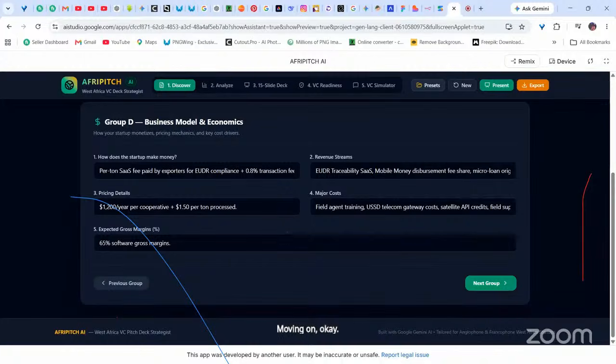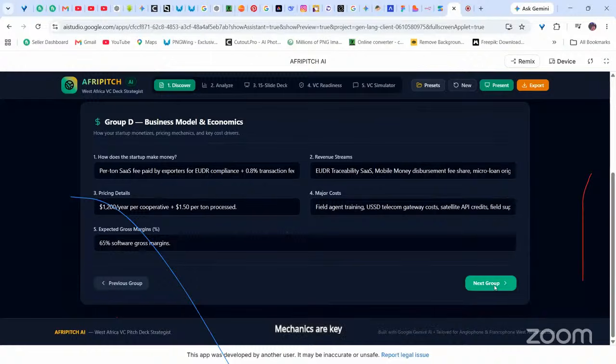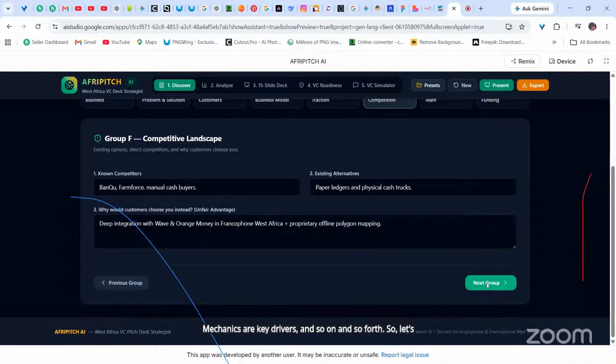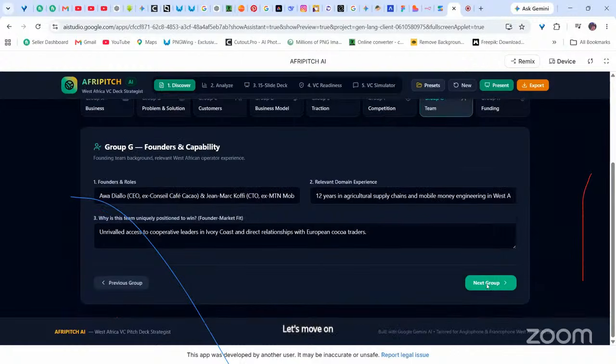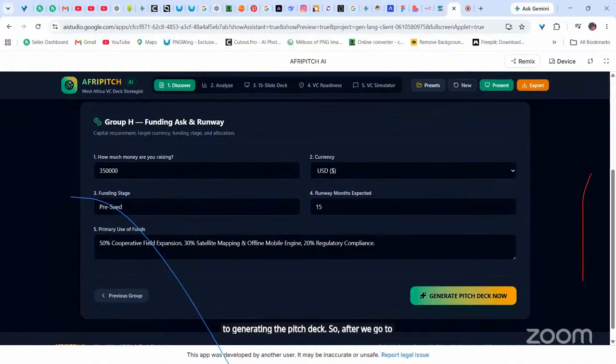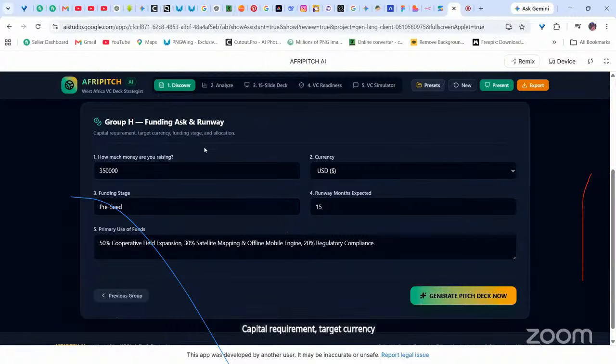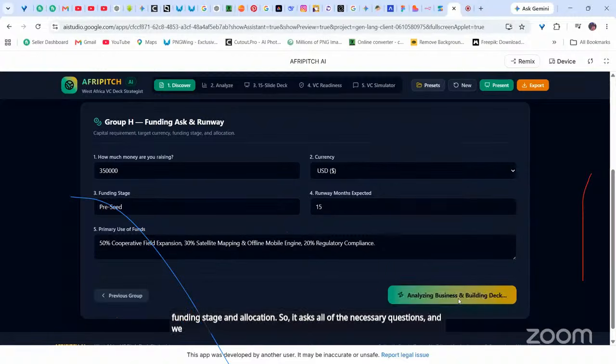Okay, let's move on. Group D has the business model and economics, how your startup monetizes, pricing mechanics and key drivers, and so on. It's the same questions but different answers from the first one we tried. So let's move on to generating the pitch deck. After we go to group H, funding, asking and runway: capital requirement, target currency, funding stage and allocation. So it asks all of the necessary questions, and we went further to generate the pitch deck.